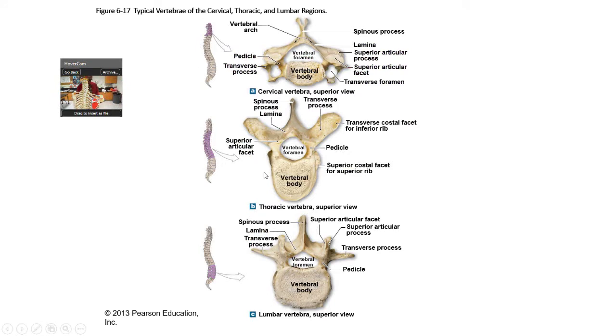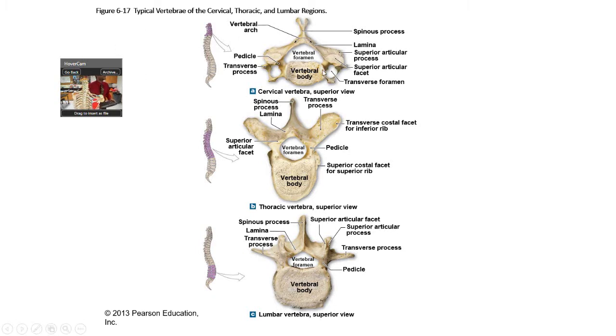three distinct vertebrae that can be discriminated one from the other by looking at the main parts they have in common, the vertebral body. They all have this thing called a transverse process. They have a spine. There's an opening for the spinal cord to go through, as you can see here.